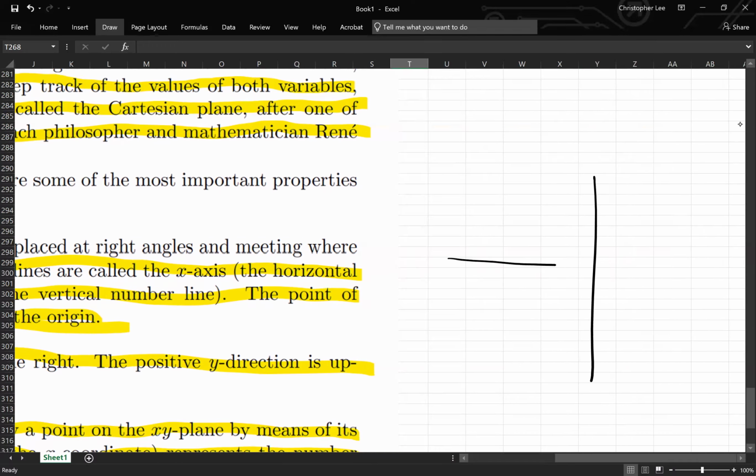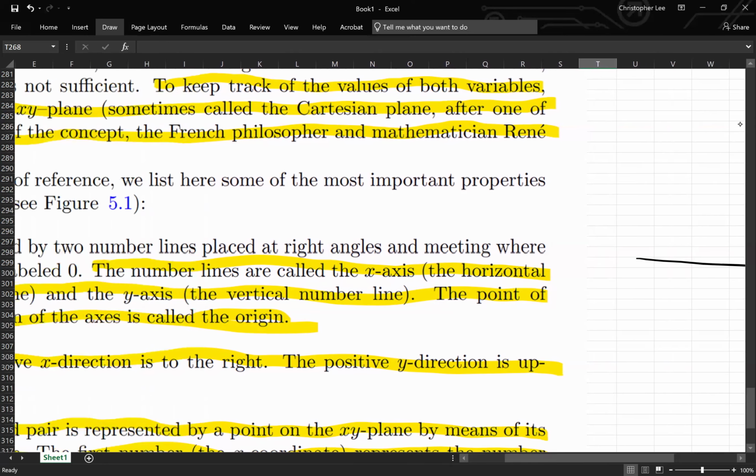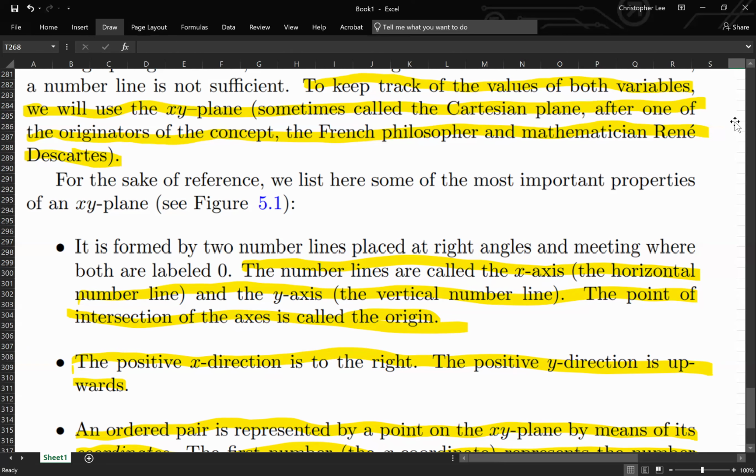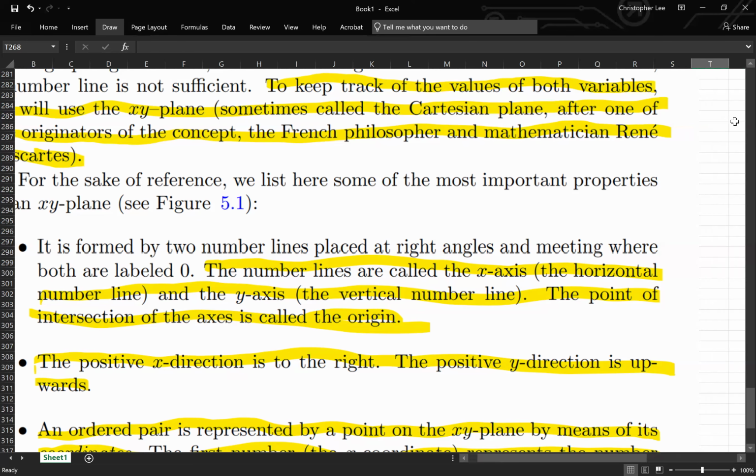So it looks like this. This right here in the middle, this is the origin. This is the x-axis. This is the y-axis. I'm not there yet, this is just the graph. The positive x direction is to the right. The positive y direction is up.